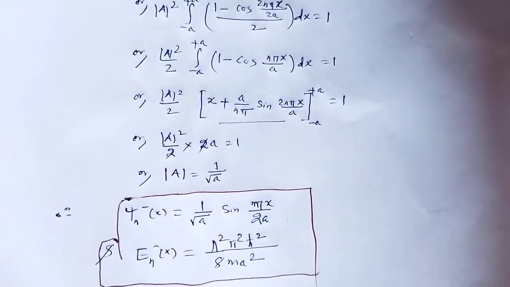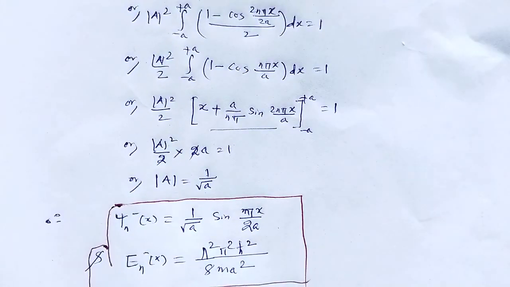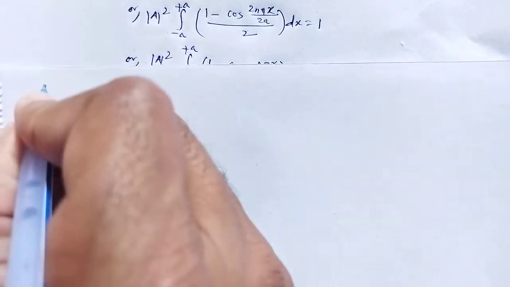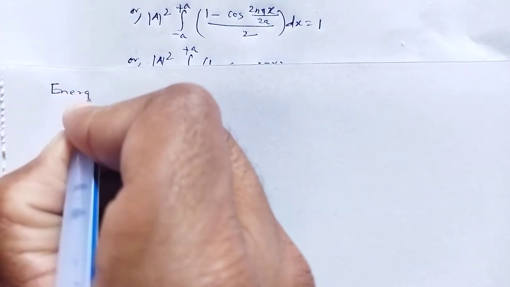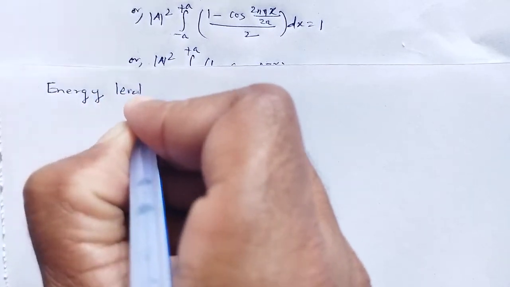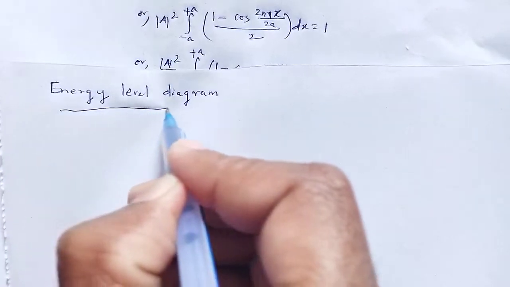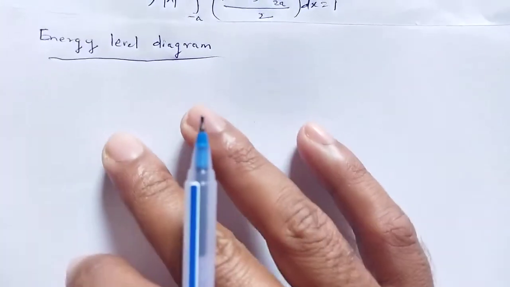Now we have to find out what the energy level diagram, eigen functions and probability distribution should be. We have to study them one by one. First, the energy level diagram. How do we diagrammatically show the energy levels when the particle is inside the box?